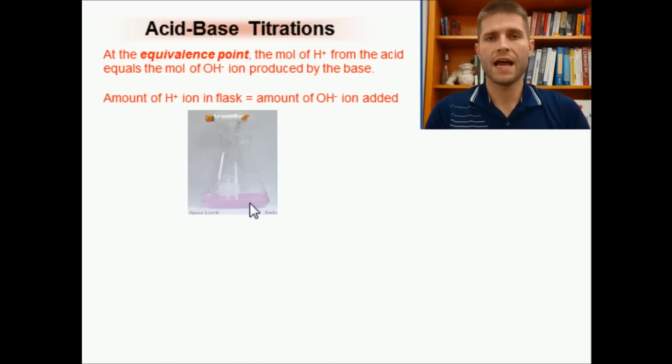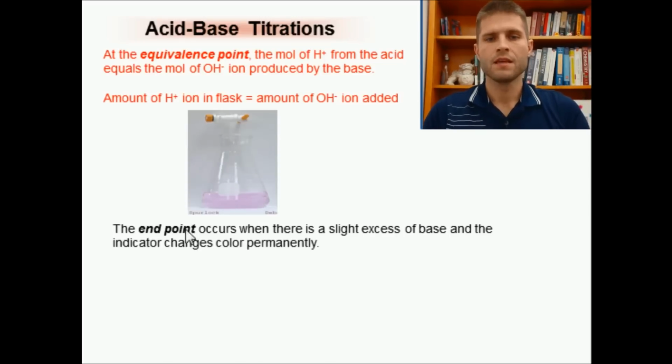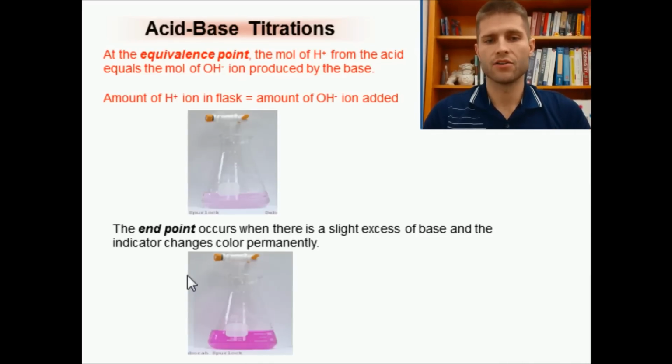Now, the end point occurs when all of the H plus is gone, and we've added a slight amount more of the OH minus to the solution. That's when the color is going to remain. This is overshooting, like I said on the previous slide, overshooting our equivalence point. However, the color is going to remain. It's not going to disappear. So we're going to want that pink color to stay for about 20 seconds, and then we're going to call that our endpoint.